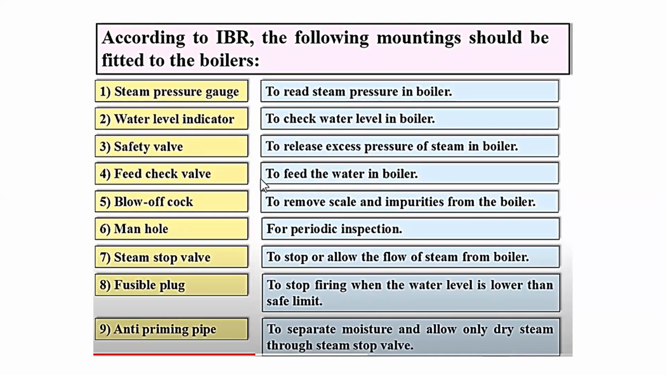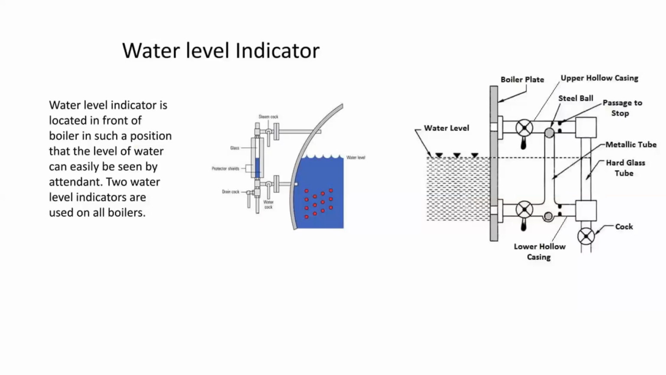And the anti-priming pipe: to separate the moisture and allow only dry steam through the steam stop valve. While the generation of steam is going on inside the boiler, some water particles may also mix with the steam. So to enter the turbine, we need to have only dry saturated steam. So we need to separate water particles. For this, the anti-priming pipe will be useful. Now we'll see them one by one.